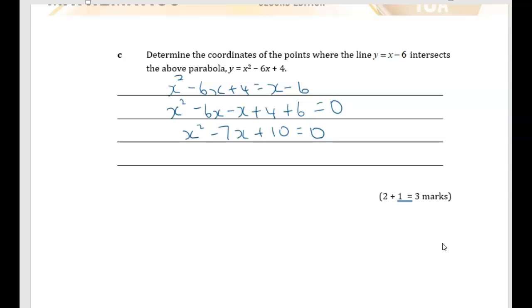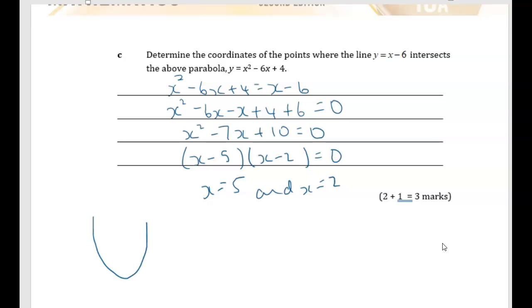So two numbers when multiplied give you 10 and when added give you negative 7. Beautiful. We're going to have x minus 5 and x minus 2. So it's nice that we get some numbers. So x equals 5 and x equals 2. So basically what this equation is saying is we've got a parabola and then we've got a line going through it. And it's asking what are these 2 points.